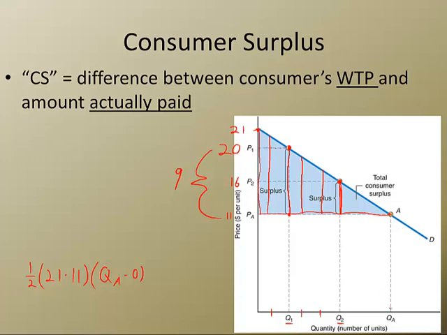So now let's just say that QA equals 20. Okay, if that's the case, then we get 1/2 times the difference here is 10 times QA minus 0 is 20 minus 0. So that's going to equal 100 for our total consumer surplus.